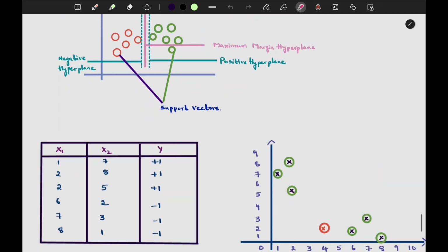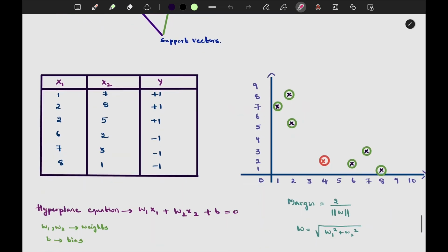So let's get into some small data set so that you can understand the things in a much better way. So here you can see I'm having x1, x2 as well as y. So y is nothing but the classification. So this is the +1 classification and these points are negative classification. The first point is 1 and 7. I'm just plotting my graph here. So this is for 1 as well as 7.